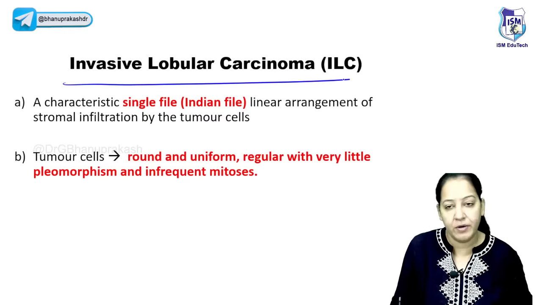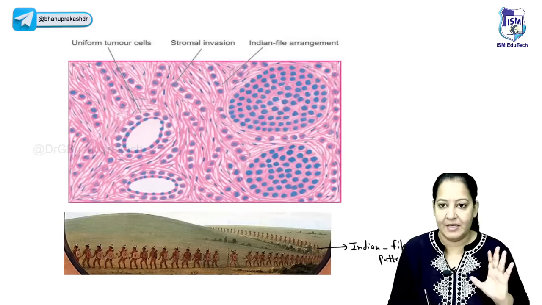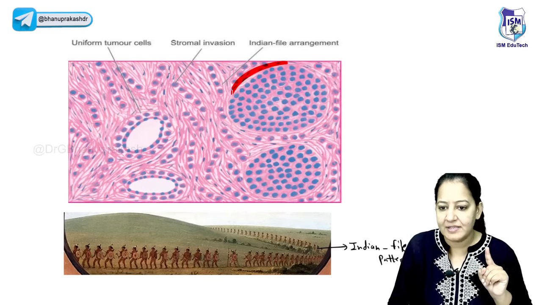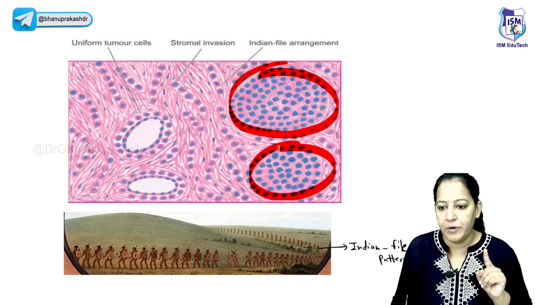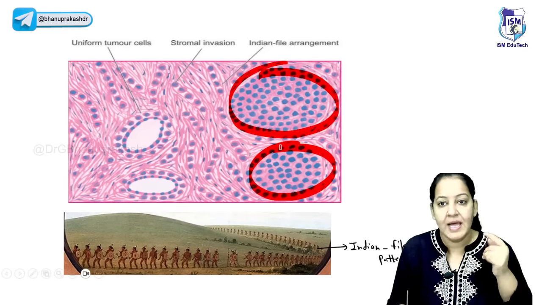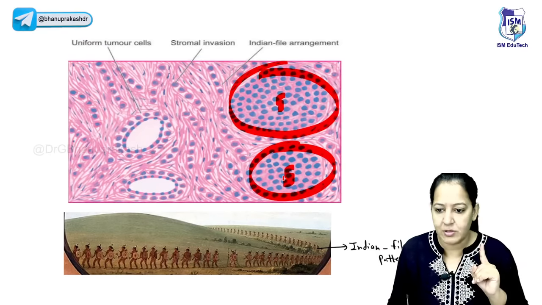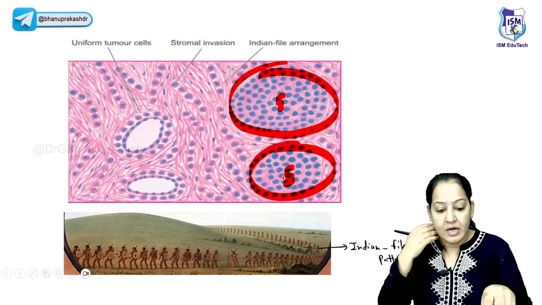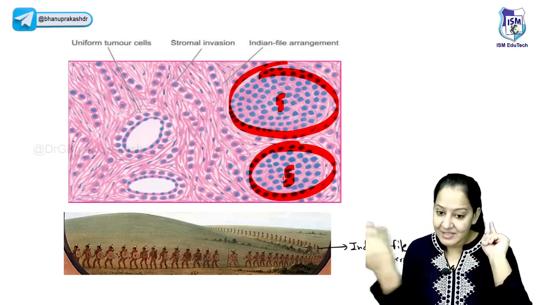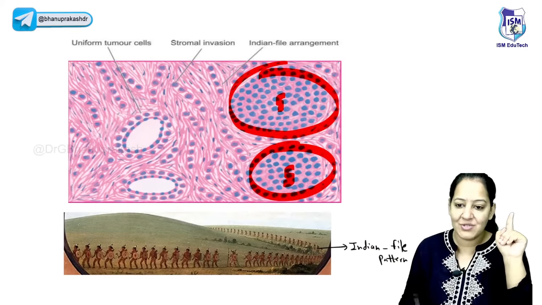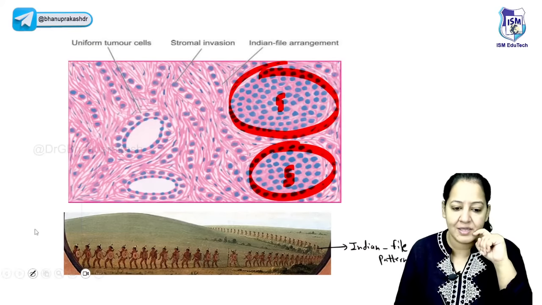Coming to invasive lobular carcinoma, here also you can see. What can you see in this diagram? I can see this is a lobule. A lobule contains multiple ducts. And here we have only one pattern, the solid one. We don't have multiple options. But see the stroma. I'm more interested in the stroma now. What can you see in the stroma? In the stroma also tumor cells are present.